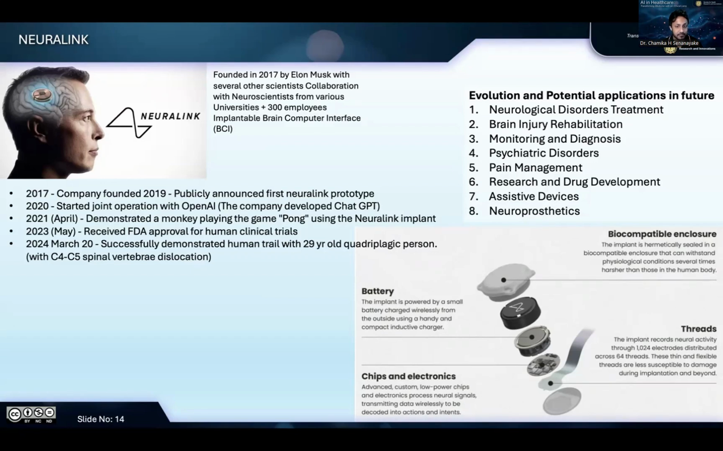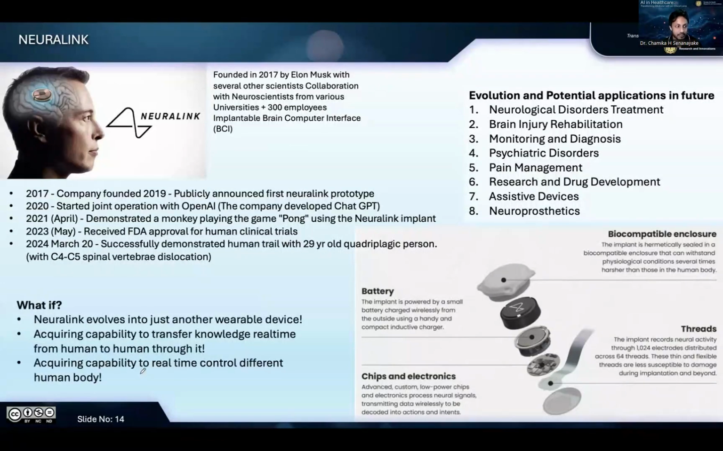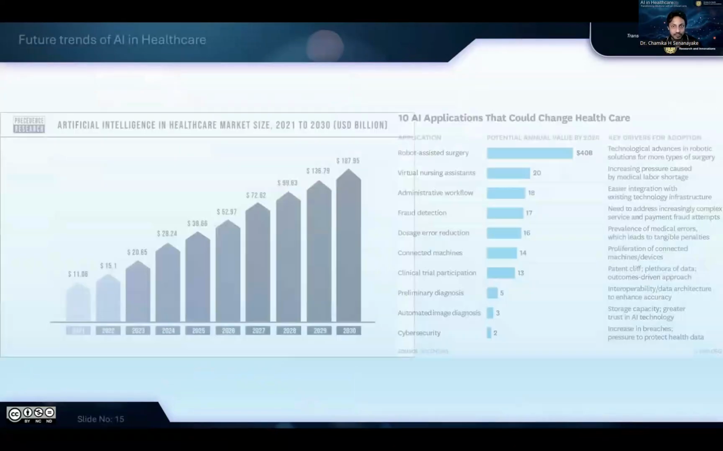So what if Neuralink evolves into another wearable device like our Fitbits and Apple Watches, and acquires the capability to transfer knowledge in real time from human to human through it? That's another potential. Or acquiring the capability of real-time control of a different human body. Those are endless possibilities. So what are the future trends of AI?